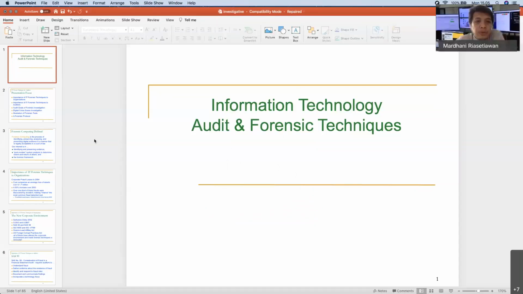Okay, so today I would like to discuss with you one of the advanced use cases in information system audit that we call information technology audit and forensic techniques. This is a very special advanced technique in information system audit because we go into something specific in the case and also in the assumption of why we need to go there.